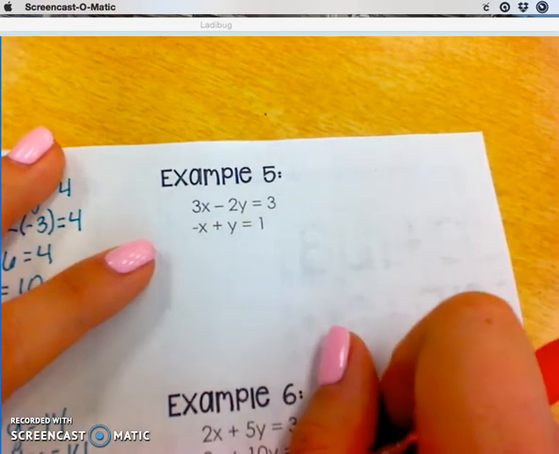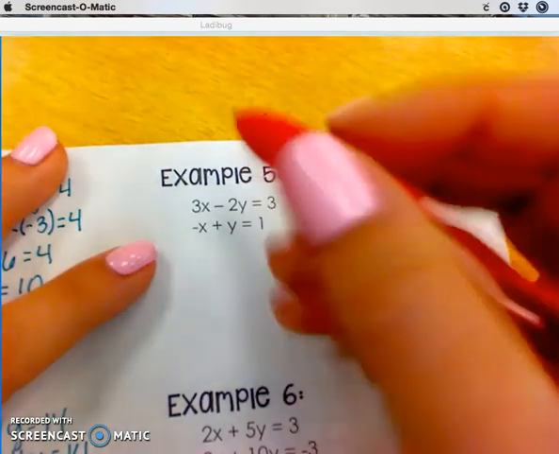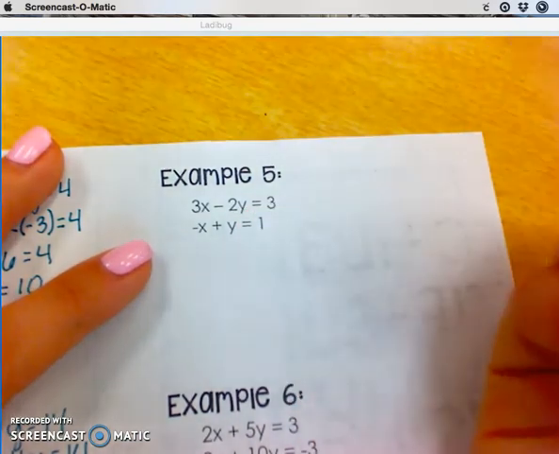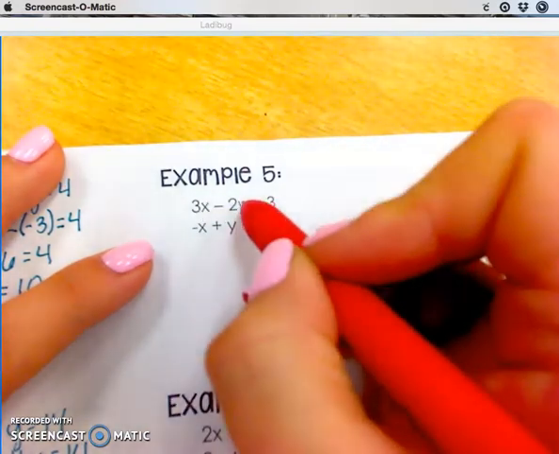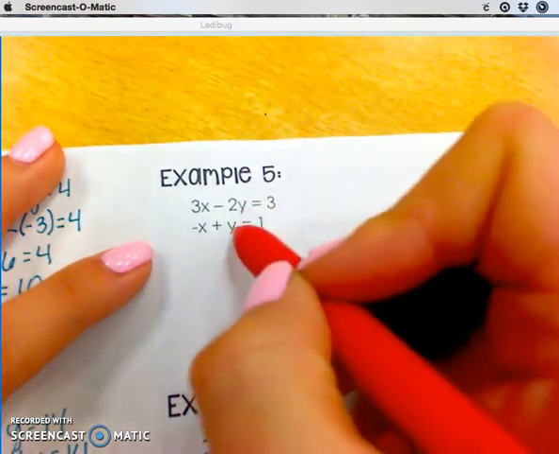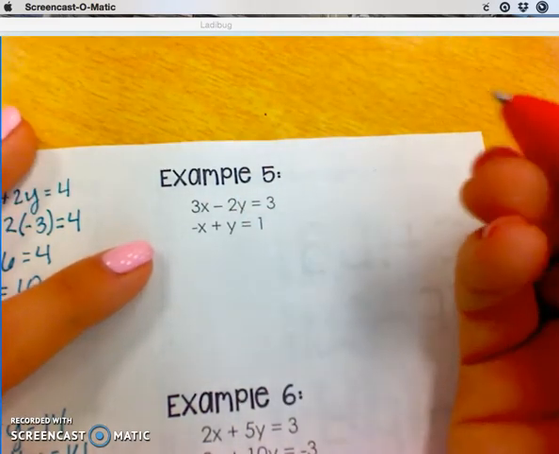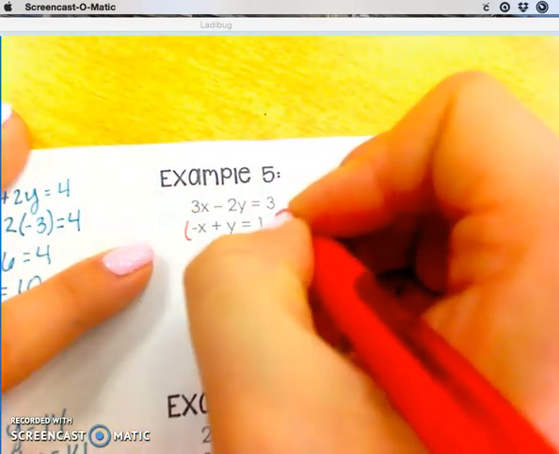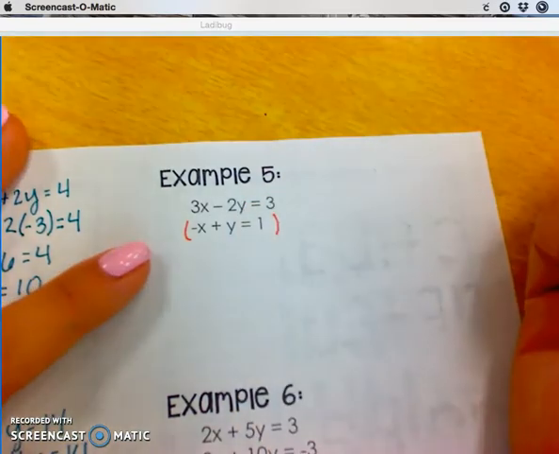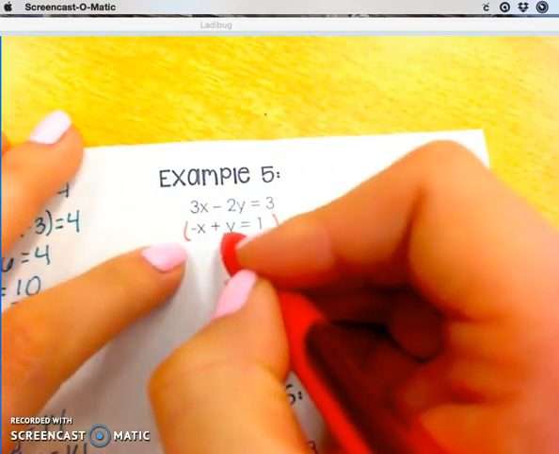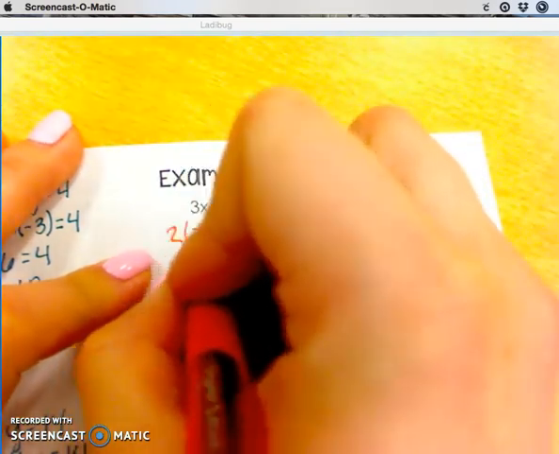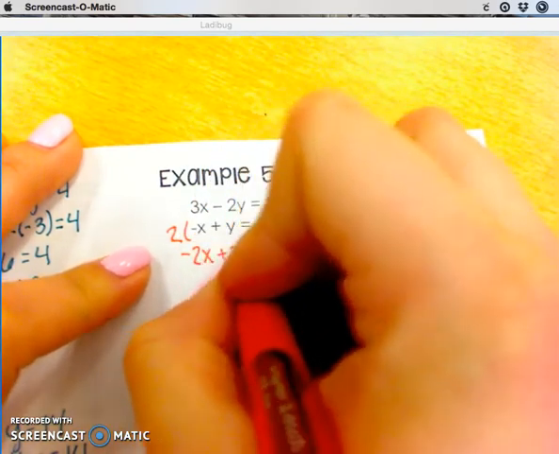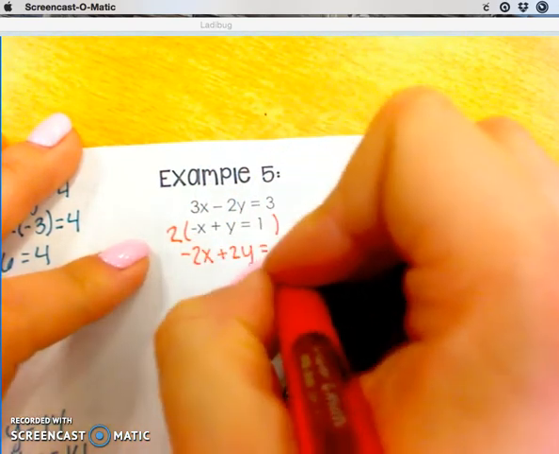They are in standard form, so that's nice, but I'm going to want to cancel out the variables. I could make this x into a 3, or this y into a 2. It doesn't matter. I'm going to say, let's change this bottom equation, and we'll make the y's cancel. So to make the y's cancel, I need to multiply this equation by 2. So then I have to distribute negative 2x plus 2y equals 2.